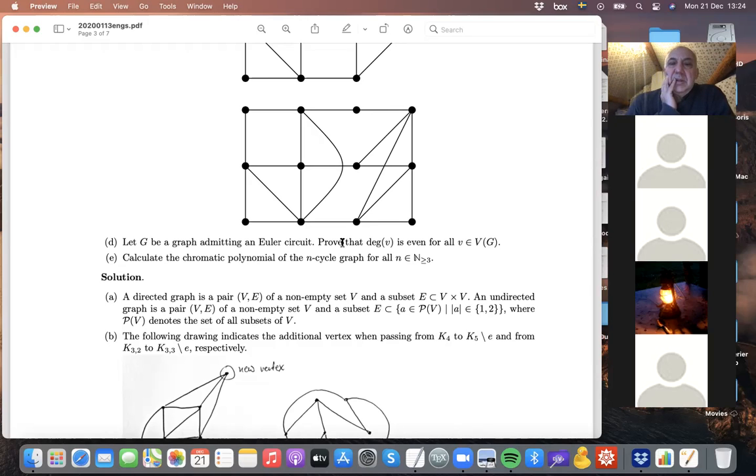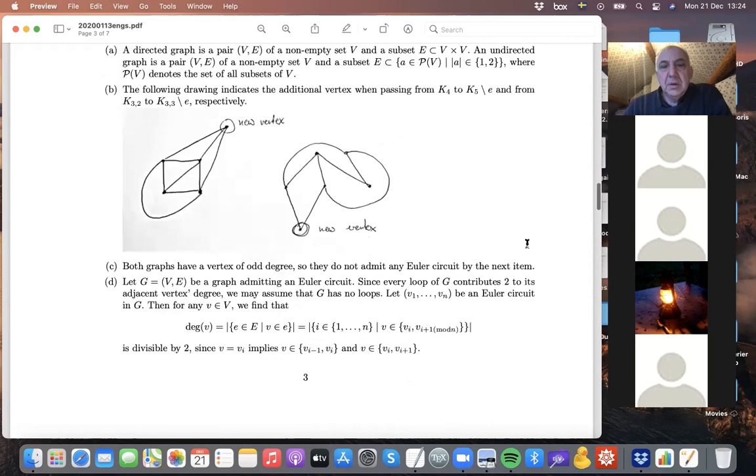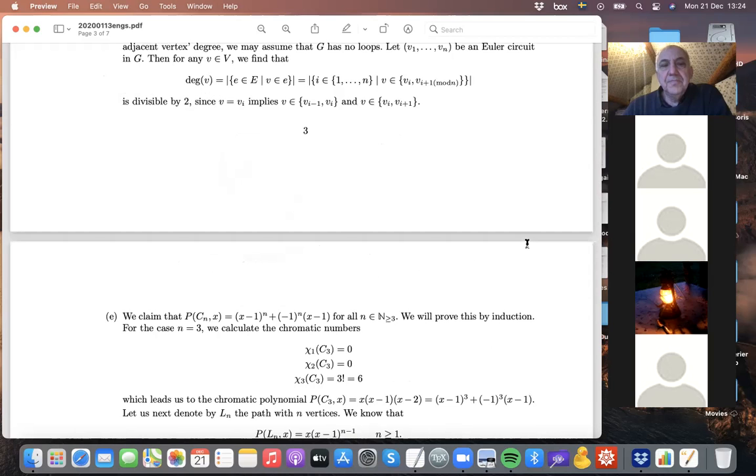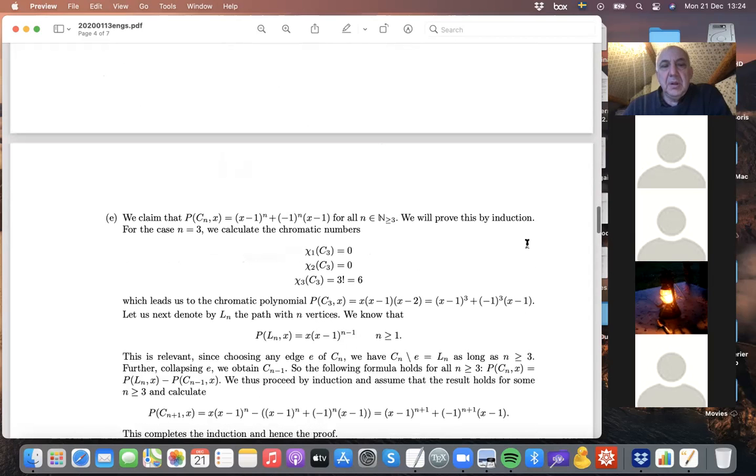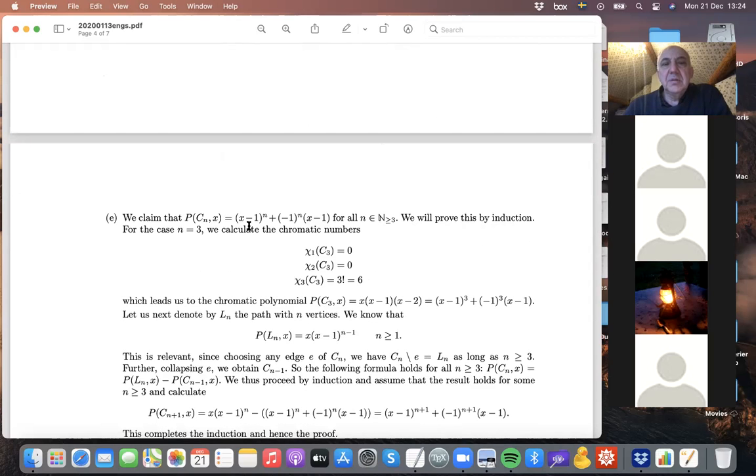Okay, the last thing is E, to calculate the chromatic polynomial of an n-cycle for n at least 3. Let me take a look at the solution. Okay, here is the solution. So the claim is that the chromatic polynomial of a cycle of length n, C_n, with this dummy variable x, is given by (x-1)^n + (-1)^n (x-1) for all n at least 3.